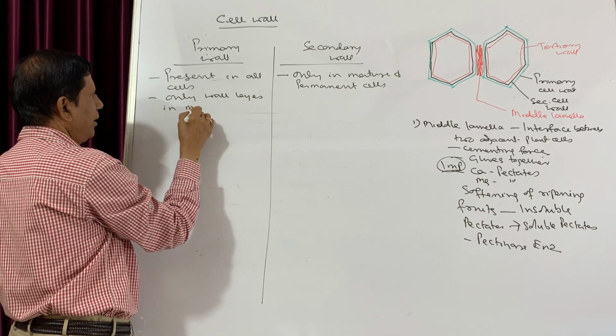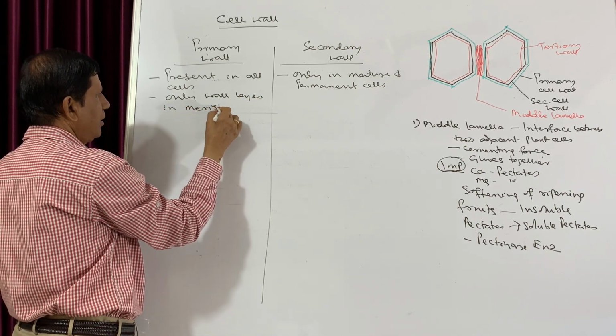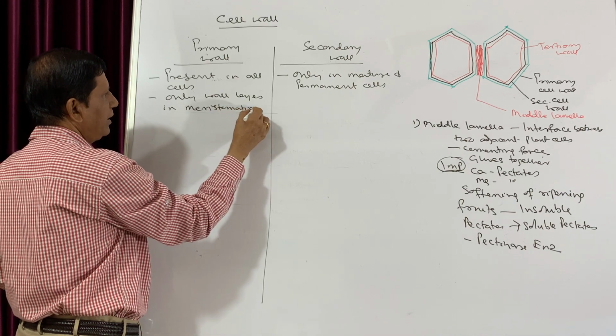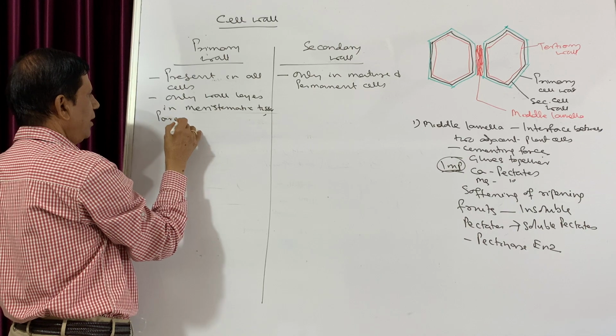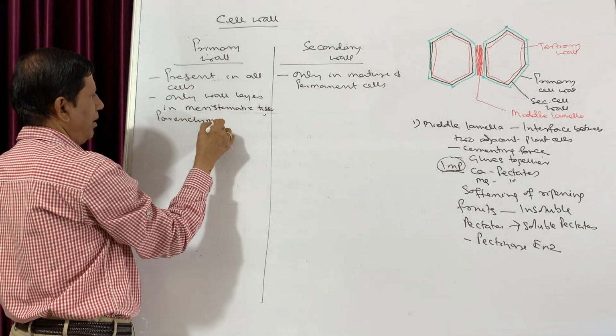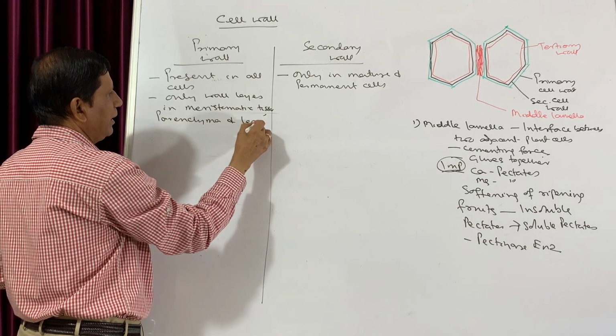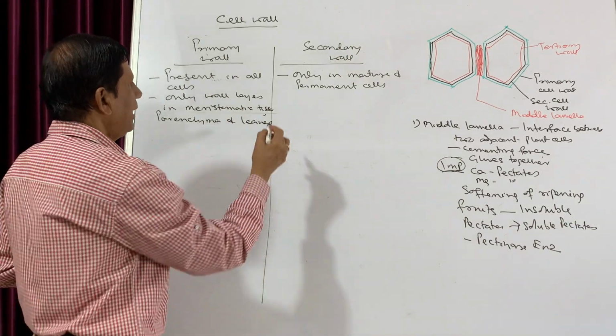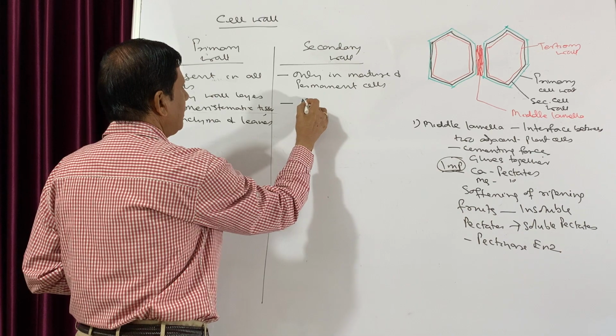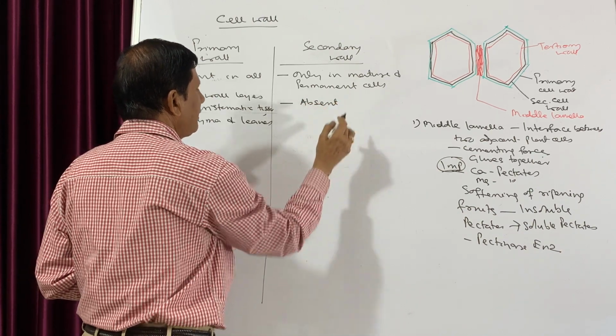The primary wall is the only wall layer in meristems, or you can say meristematic tissue, parenchyma, and in leaves. That is the only layer. So here the secondary wall is completely absent. In all these cases, the secondary wall is completely absent.